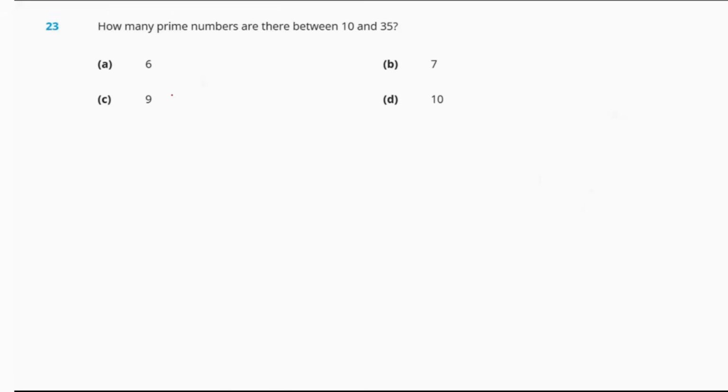Now, next question is, how many prime numbers are there between 10 and 35? So we have to count the total number of prime numbers that lie between 10 and 35. So let us write down the prime numbers first.